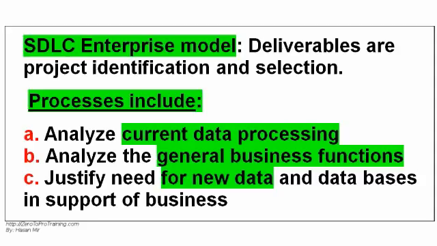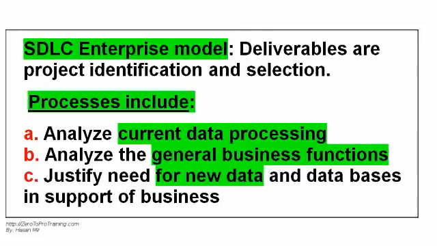Enterprise Model. Deliverables are project identification and selection. Processes include: A. Analyze current data processing. B. Analyze the general business functions. C. Justify need for new data and databases in support of business.